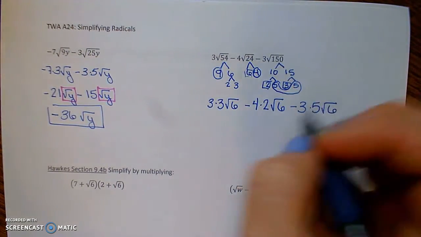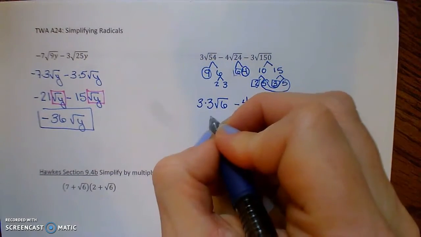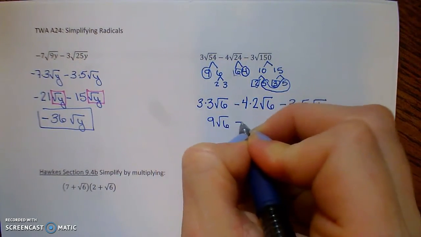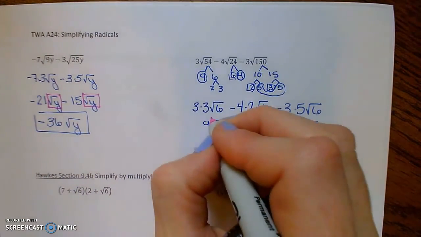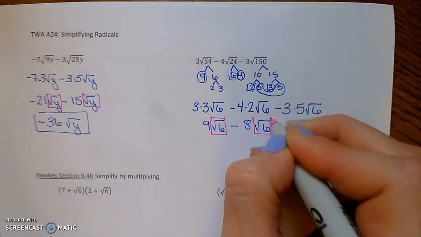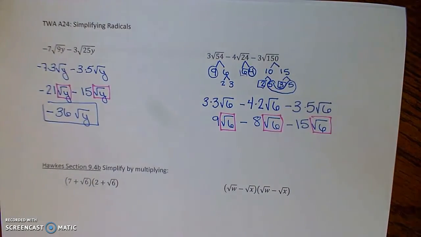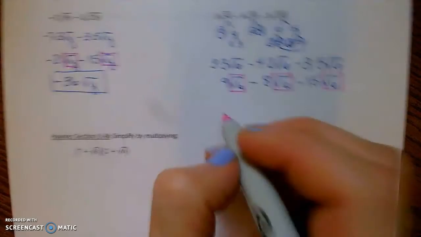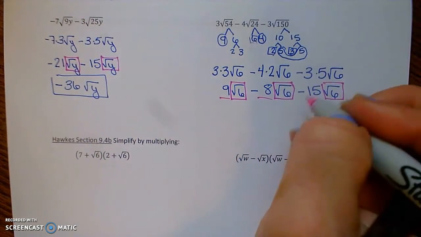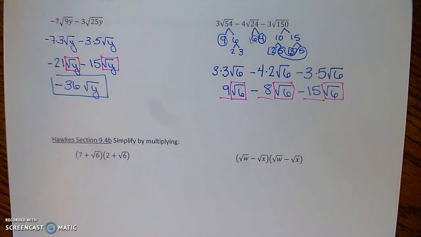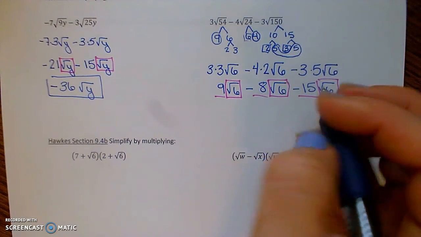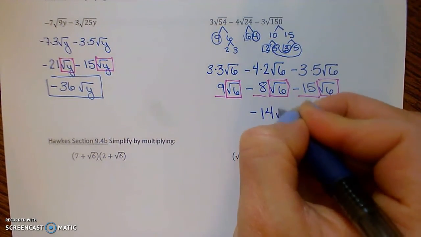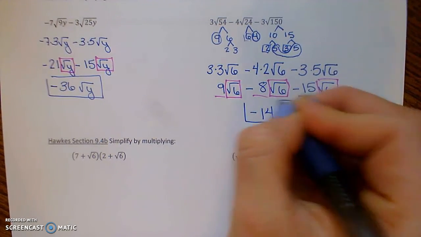Aha, turns out all of these are like terms. So let me simplify as I go. This is 9 root 6 minus 8 root 6 minus 15 root 6. They are all like terms. They all have a root 6 factor. So then I can just combine 9 minus 8 minus 15. Let's see, 9 minus 8 is 1. 1 minus 15 is negative 14 root 6.